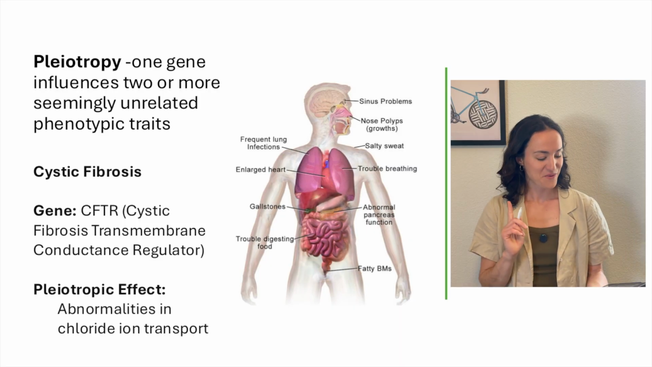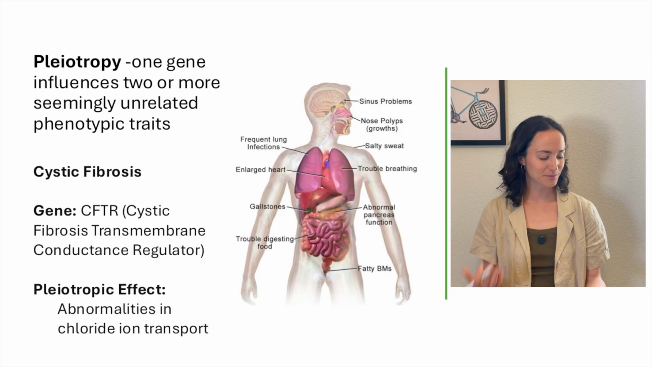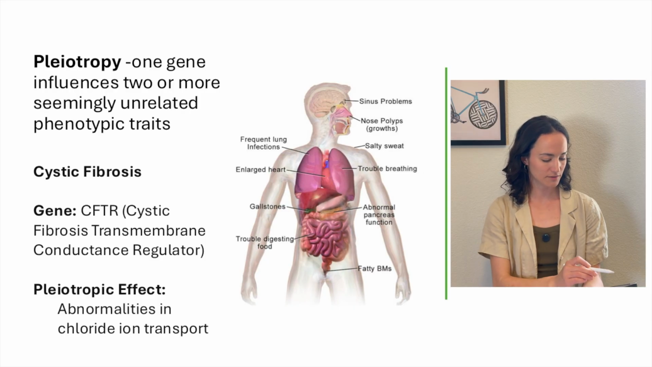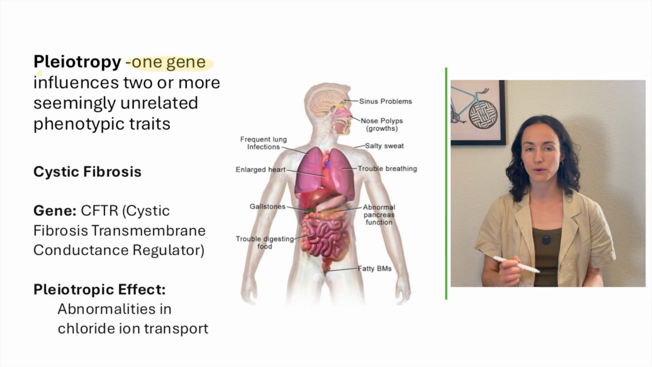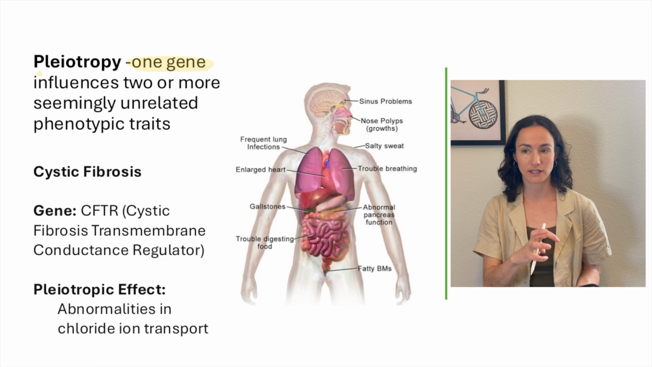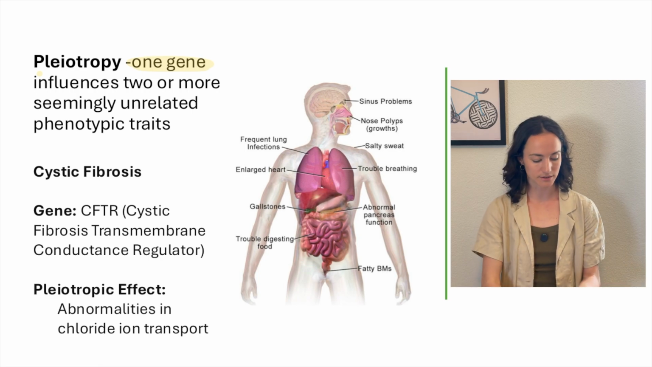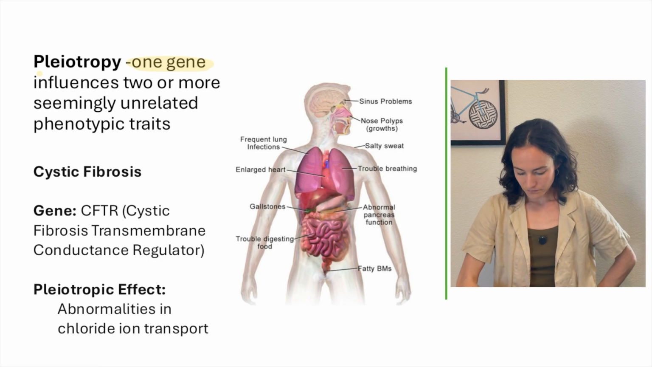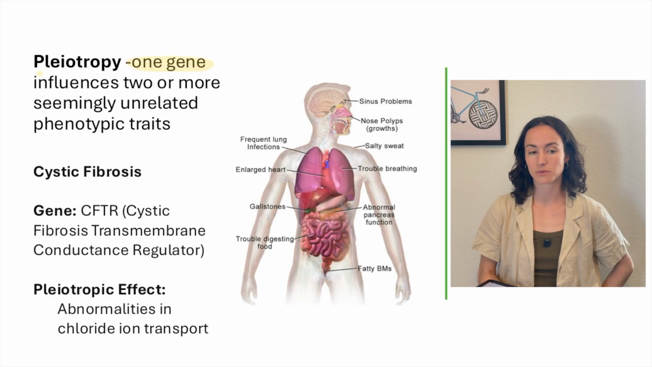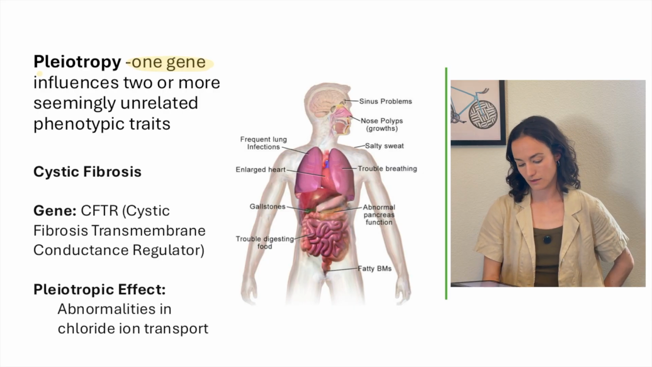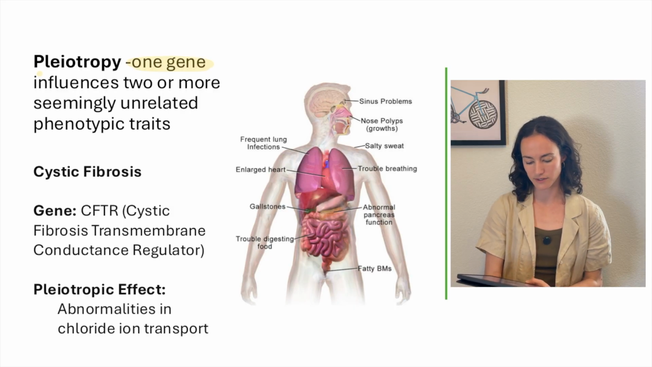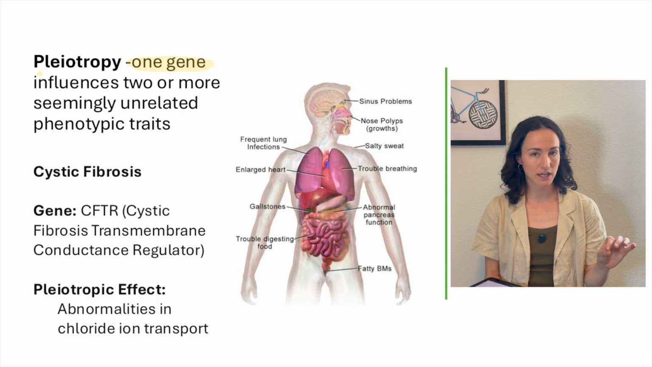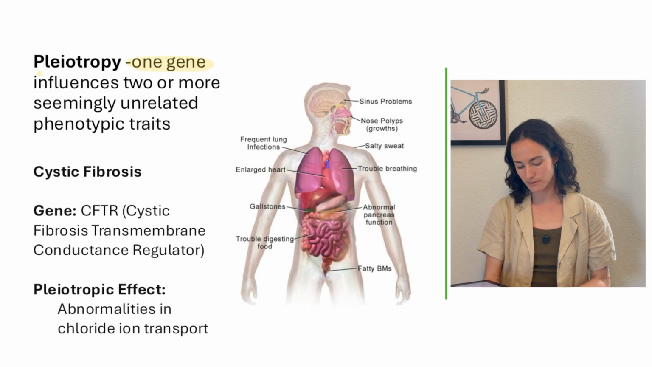Okay. We also have, super interesting, something called pleiotropy. This is when one gene influences two or more seemingly unrelated phenotypic traits. So again, so far we've just been talking about one gene and variations within the alleles. Here, this is a case where if an individual has, I believe they have to be homozygous recessive for cystic fibrosis, that genotype can affect many different phenotypes.